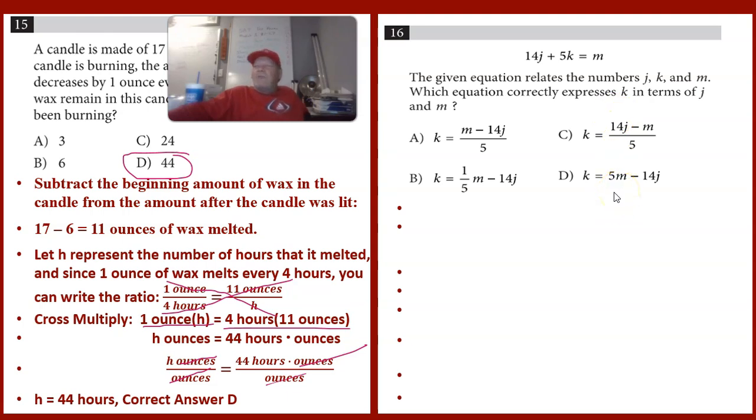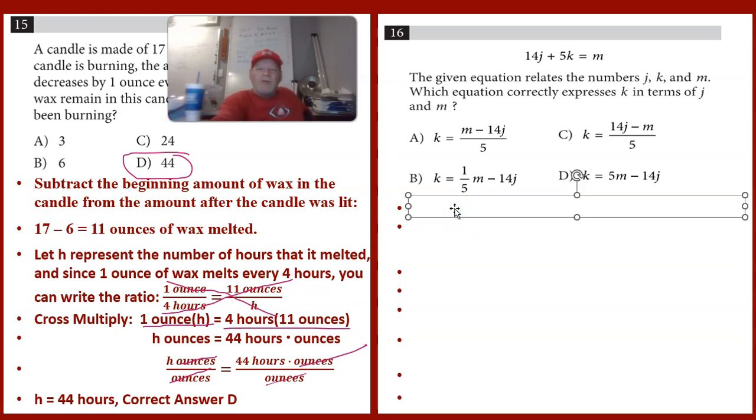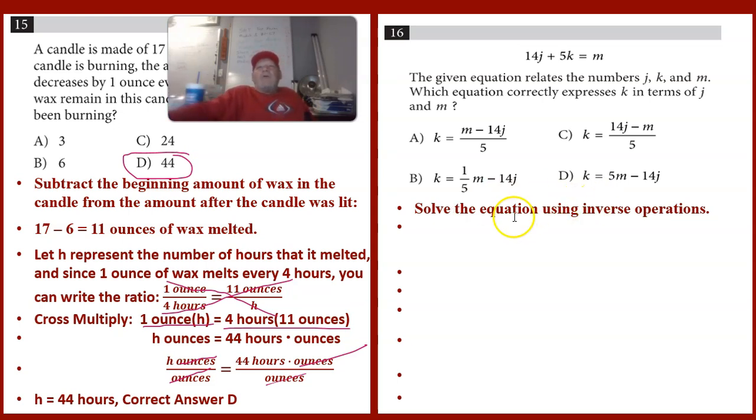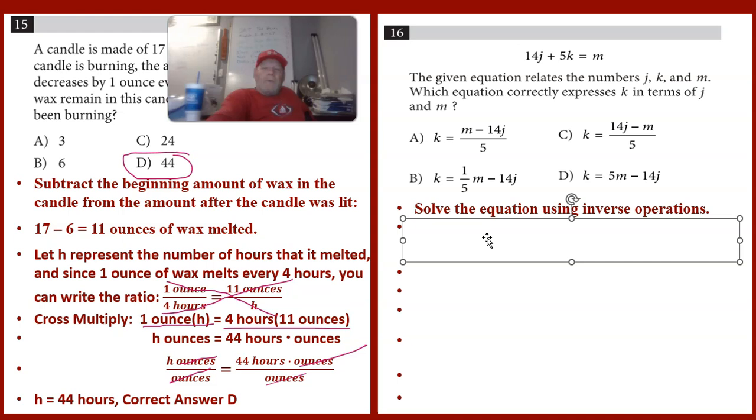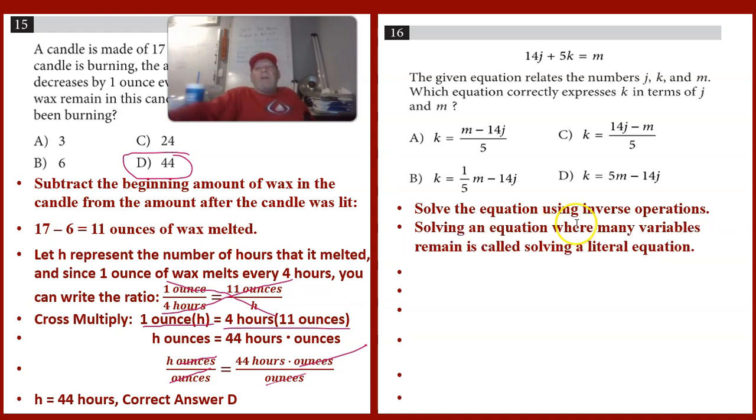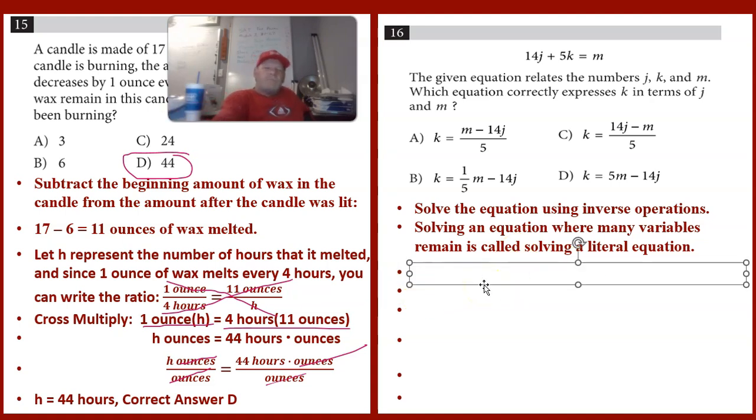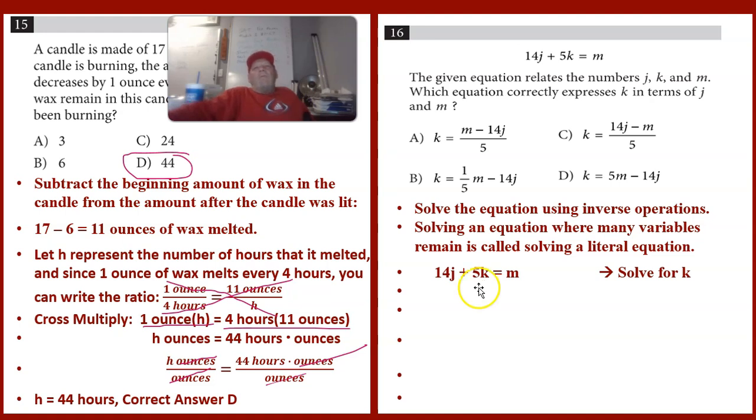The special name they use for this equation is a literal equation. Literal equations seem to be hard for students because you're not solving for a number. You're solving for an algebraic expression with all the variables in it, k, m, and j. So I'm going to solve the equation using inverse operations. Solving an equation where many variables remain is called solving a literal equation. So I've got 14j plus 5k equals m. Now I'm going to solve for k.